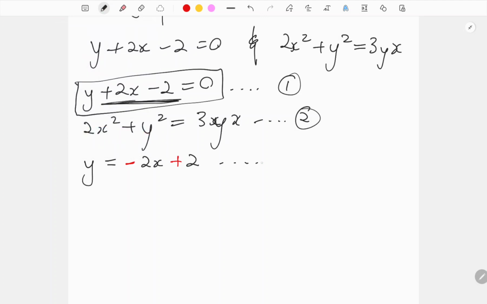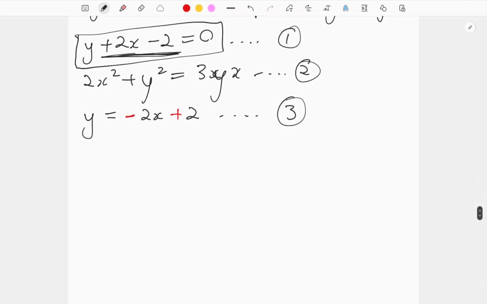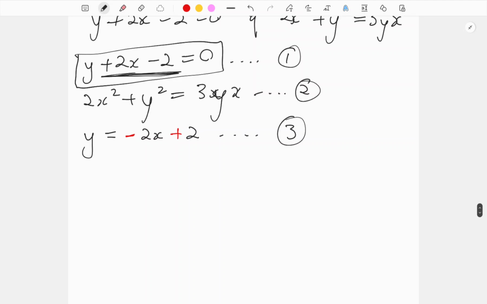Then you name this equation number 3. Good. The following step, you are saying, okay, since I have y equals minus 2x plus 2, I can safely say, let me take this and substitute it in equation number 2, this one. Because now it's easy. You can safely do that.